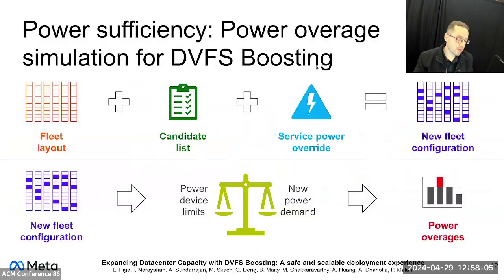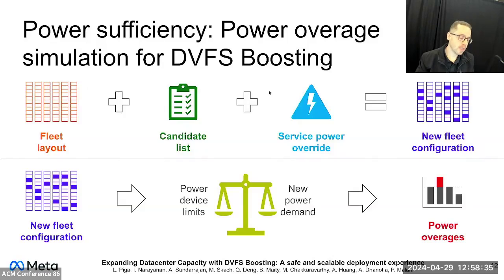So that's our power sufficiency framework, because as I mentioned, we have to figure out if this is going to cause extra power capping and wash out our benefits. So we have this model where we know our fleet layout, and based on the candidate heuristic, we build a list of services that we want to enable DVFS boosting, and we also provide a power override. In general, our rule of thumb is that DVFS boost increases power by about 20%.